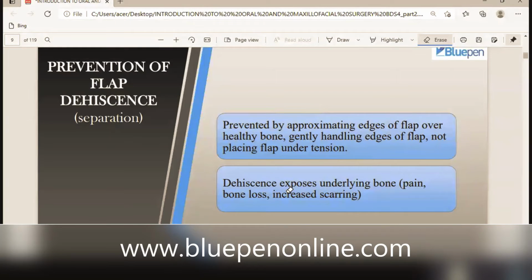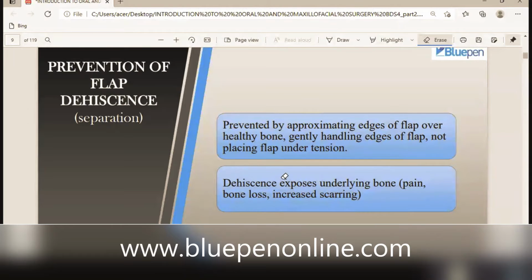Always try to approximate this flap over the healthy bone. That's why I'm repeating, you should place it over healthy bone. Don't go over unhealthy bone. If you have unhealthy bone, just extend that flap to the healthy bone and suture it there. Don't place it over unhealthy bone.